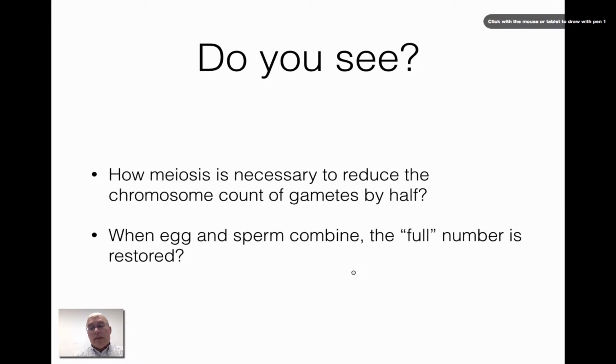When egg and sperm cells combine, it restores the full number of chromosomes. That's a really important idea. If cells in testes and ovaries did not go through meiosis, then when they produced gamete cells, you'd end up with a 46 chromosome sperm cell and a 46 chromosome egg cell. And when they fused during fertilization, you'd end up with 92 chromosomes, which is not a normal number, and that wouldn't be survivable. That wouldn't work in the case of humans. So I'm hoping you see this point.